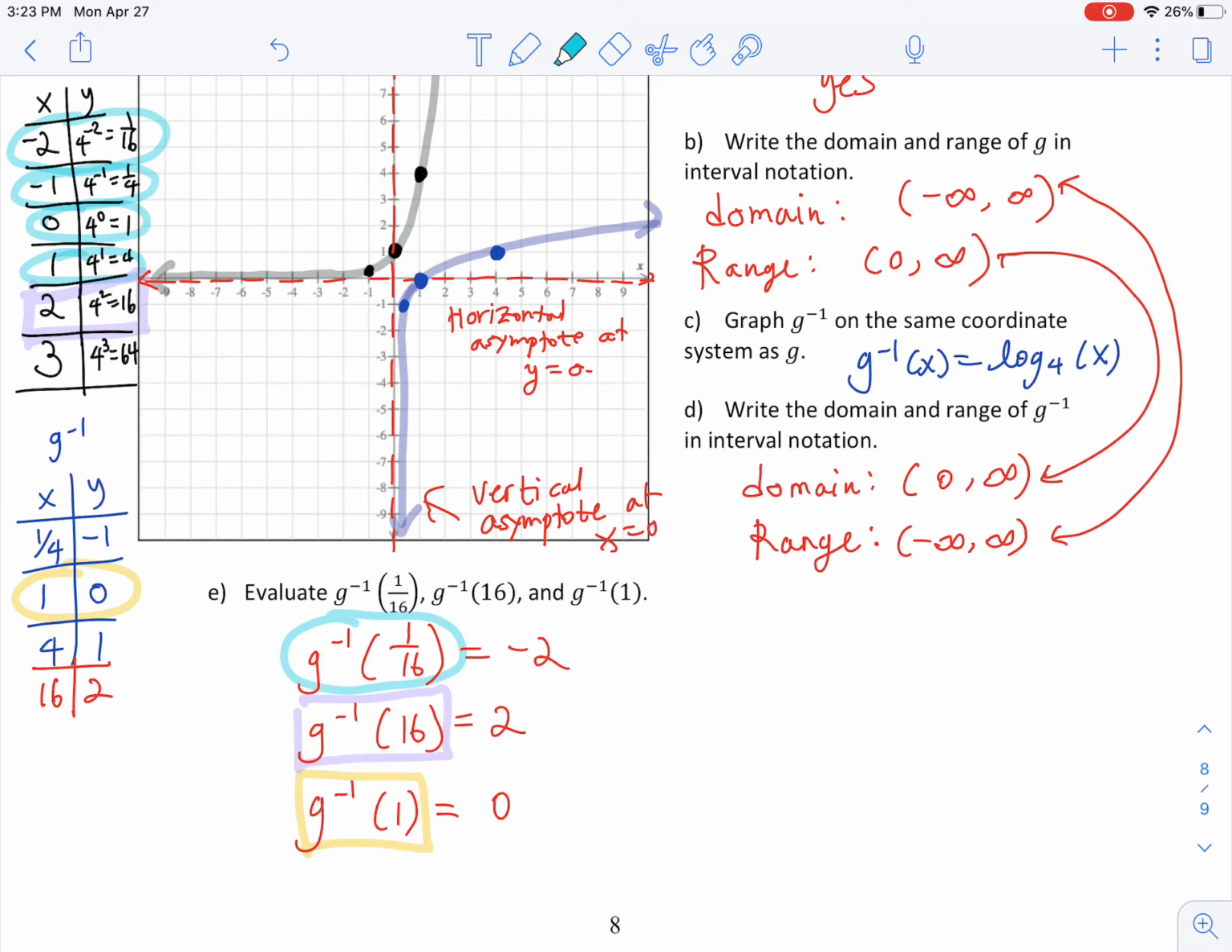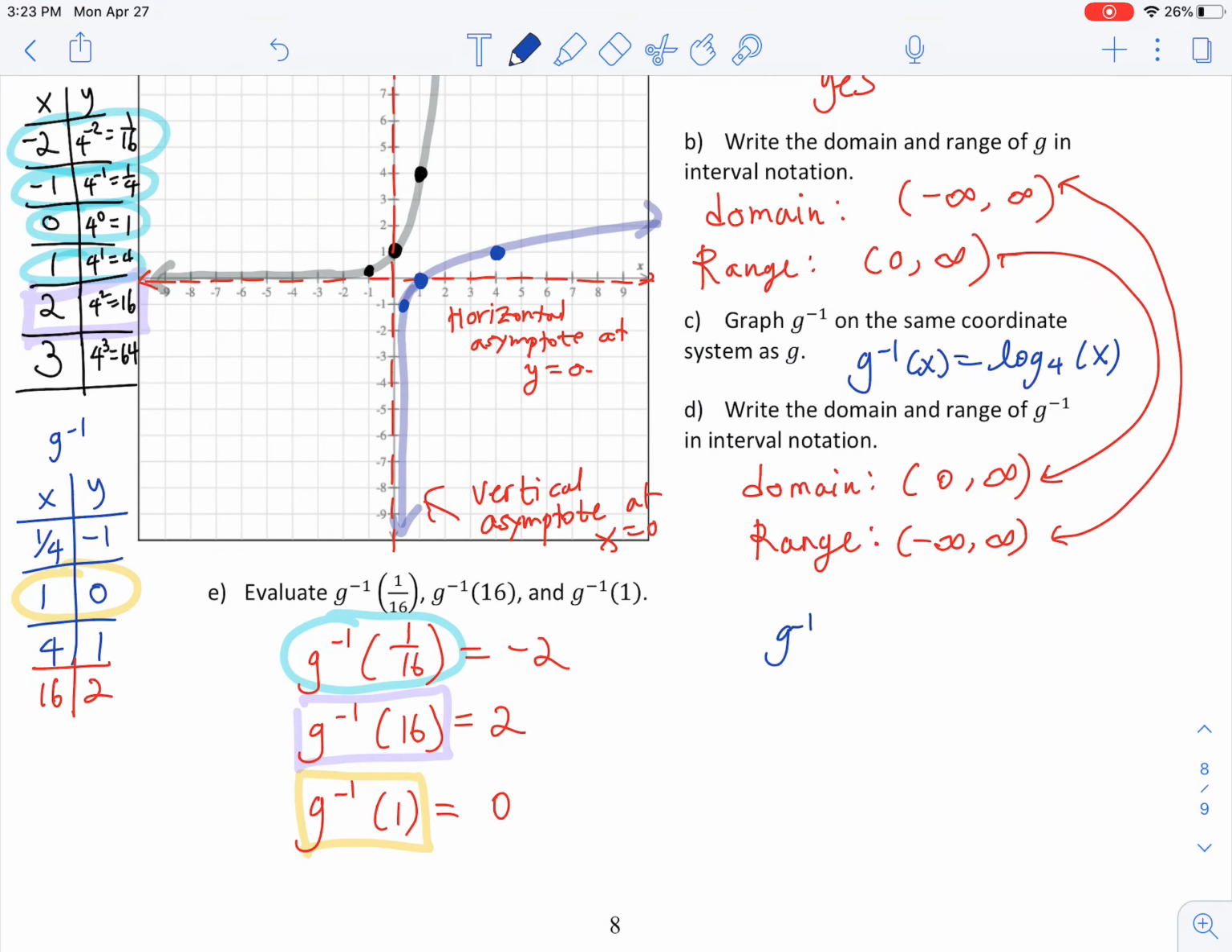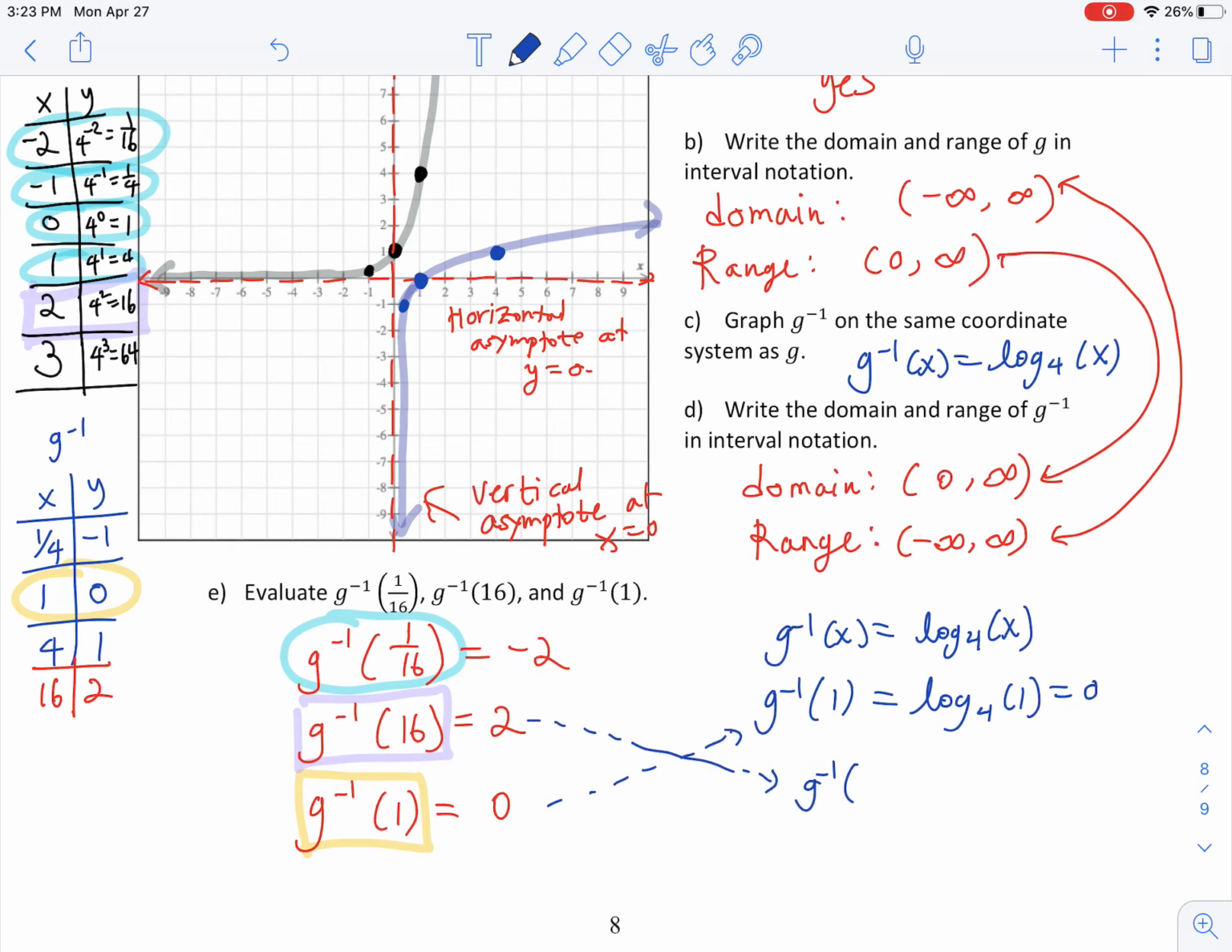Now, of course you can actually write the logarithmic function. The G inverse of x is log base 4 of x. And you can plug in these values if you want. Starting with the easy one, log base 4 of 1, if you type this in your handy dandy calculator, it will give you 0. And the other ones too, you can go ahead and do. But if I were you, I would just use the xy table from the original function.